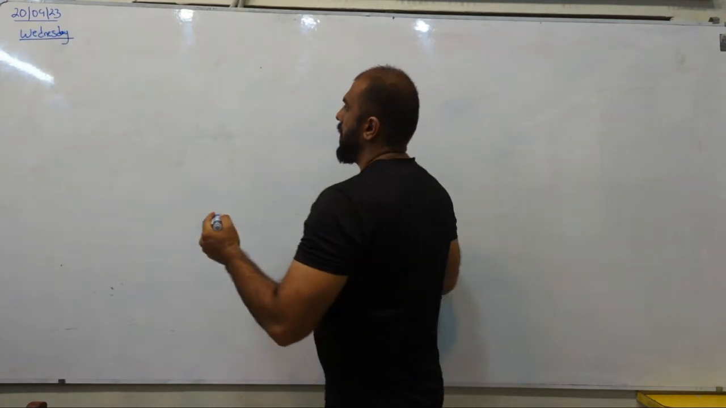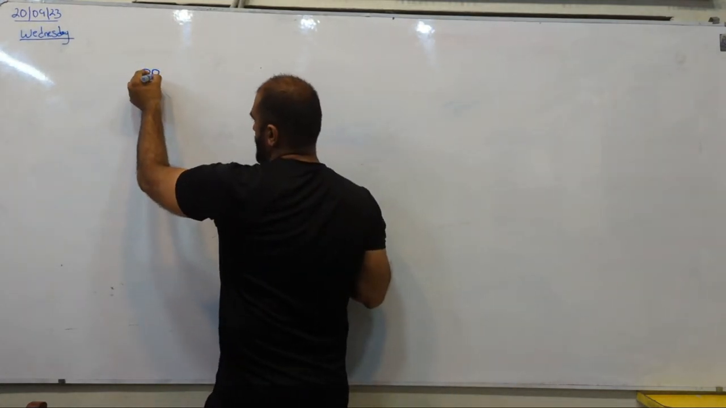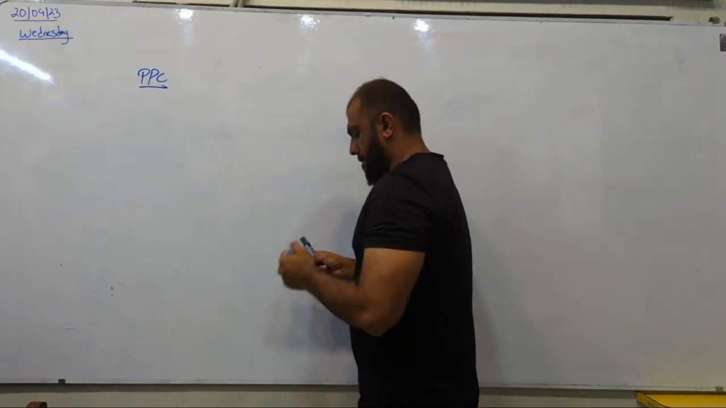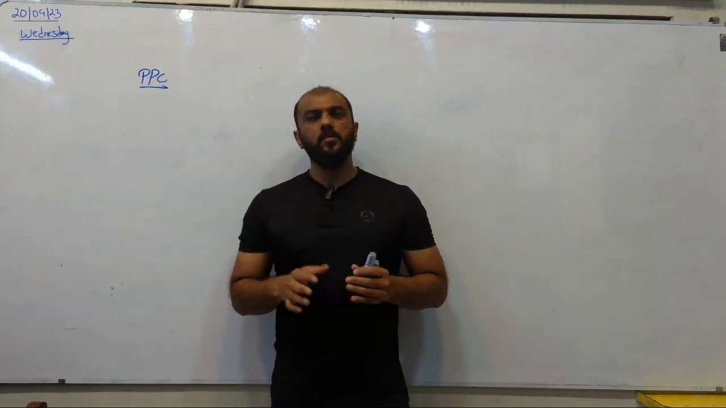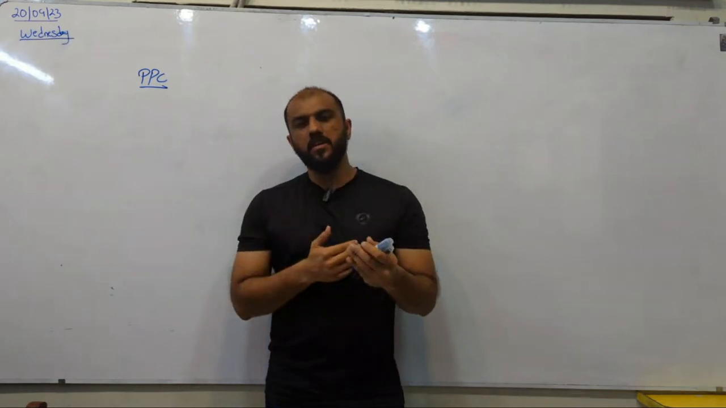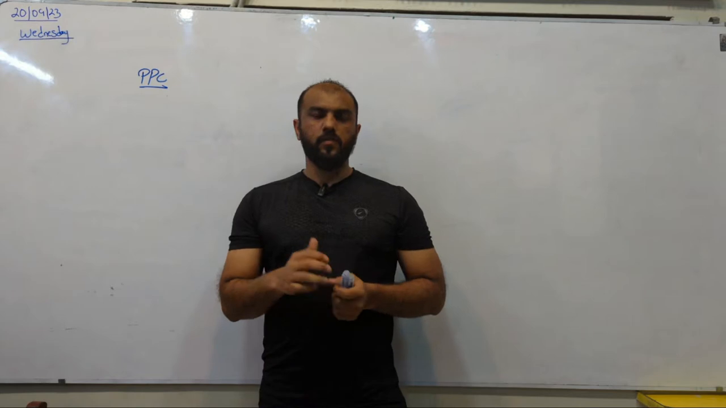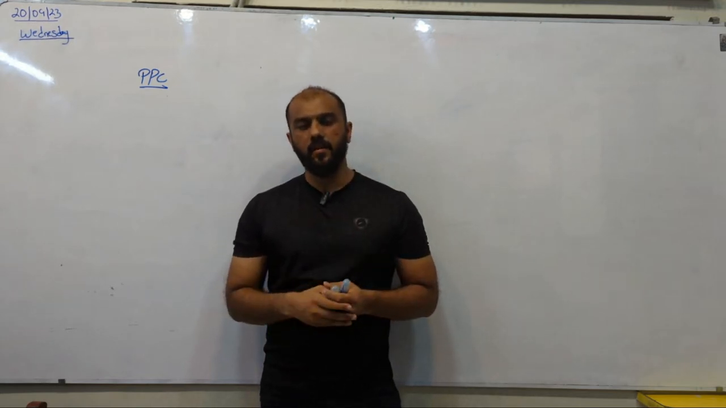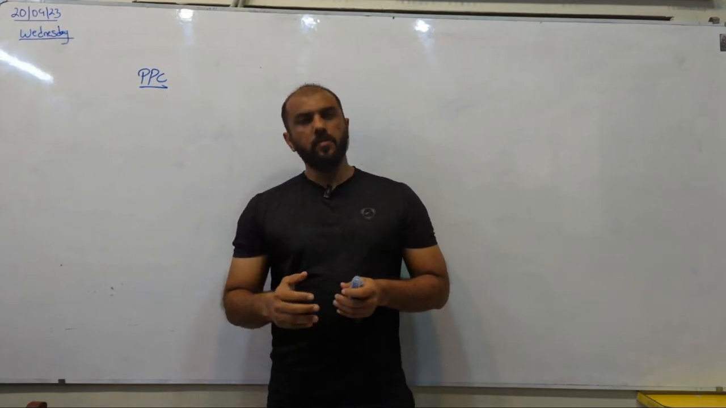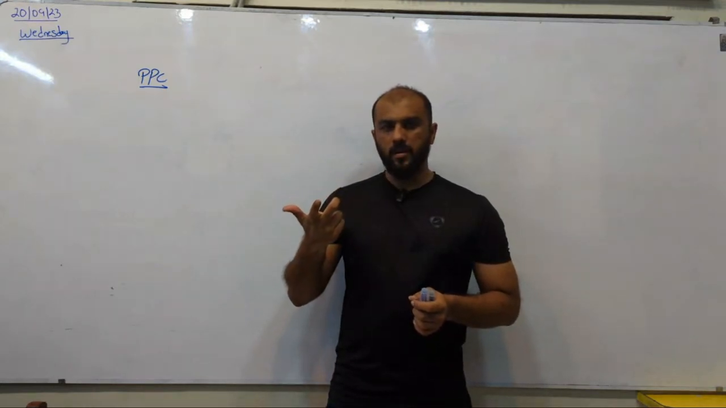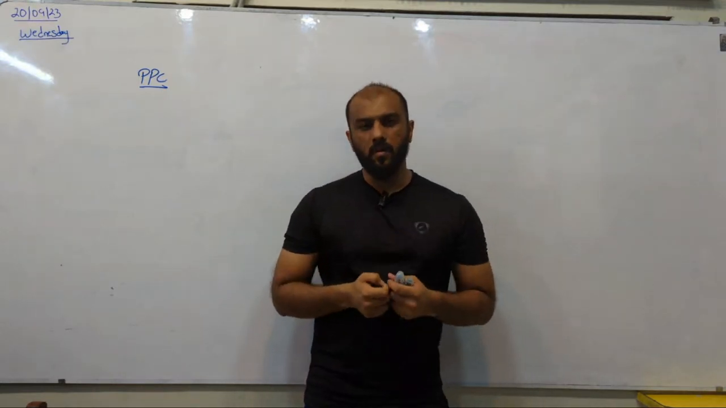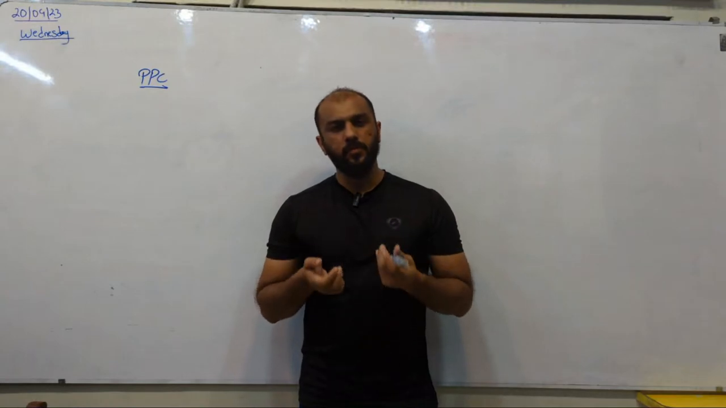So what is a production possibility curve, also known as PPC? Basically, PPC shows the combination of goods and services that can be produced with given resources. So for example, if I had, let's say, 10 hours and I were to produce a shirt, it would take me 2 hours. So in total, I could have produced 5 shirts.